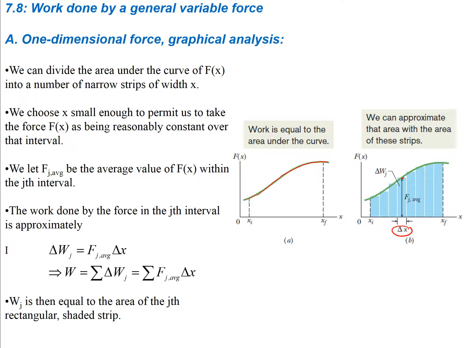Now, if I wanted to know what the total work is, I would just take the summation of the work of each of these rectangles, which is the sum of all of the force values multiplied by the delta x for each of them. W_j is then equal to the area of the jth rectangular shaded strip. That's just saying that W_j is the work done by this individual strip. We add this all together, we get the total work. So this is basically what an integral is.